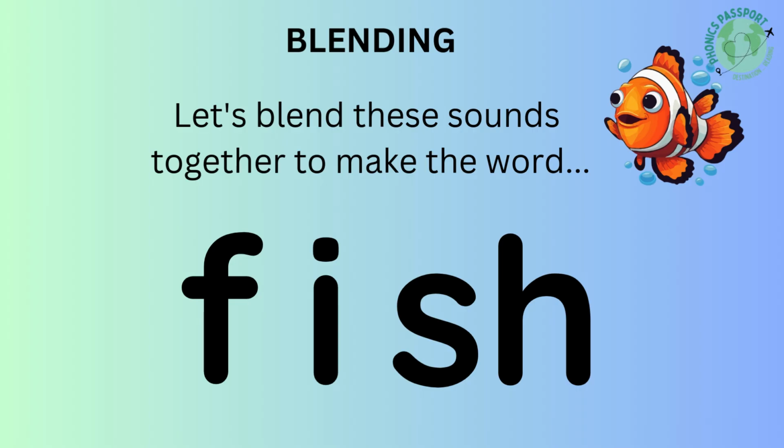Time for blending. Let's blend these sounds together to make the word fish. Here's an example of what to say to your child. Let's blend these sounds together. Ready? Fish. Let's say it faster. Fish. The word is fish. Great job.